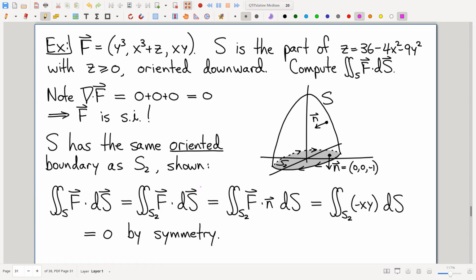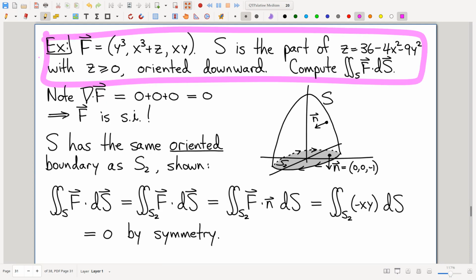So here we go. We want to compute a flux. Surface is given. Vector field given. How are you going to compute this? I'll remind you: tools in the toolbox. Don't just grab the first tool you see. Think about your options.